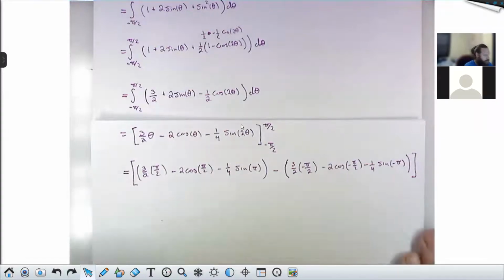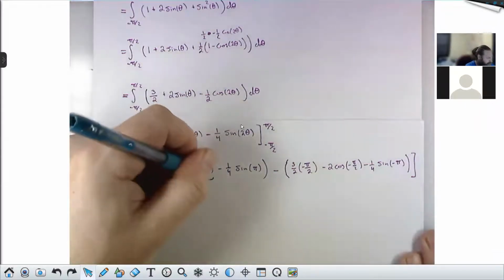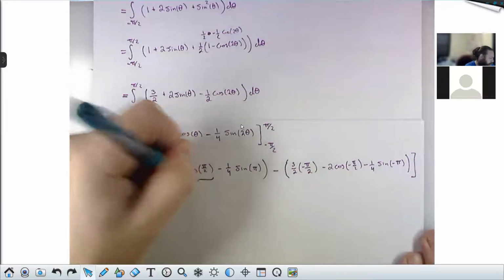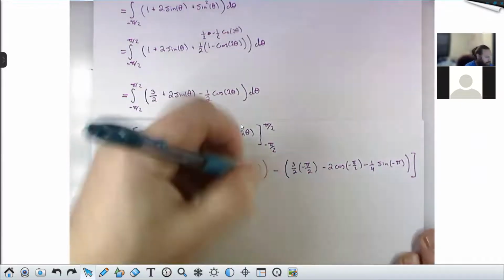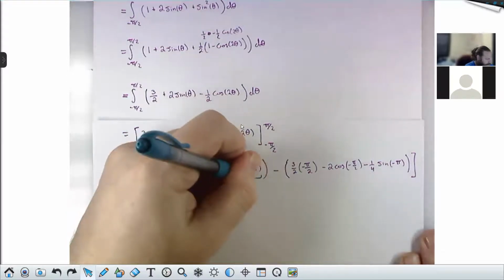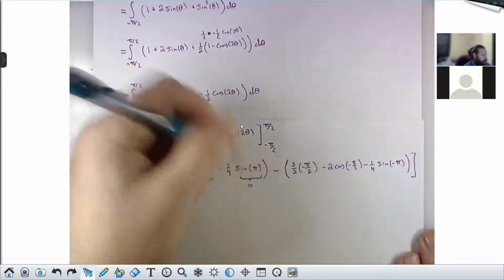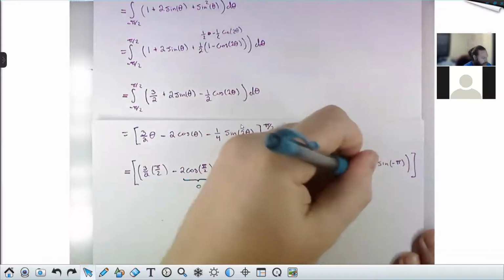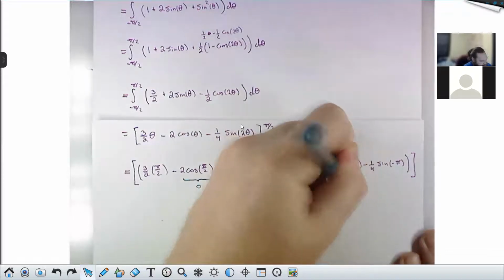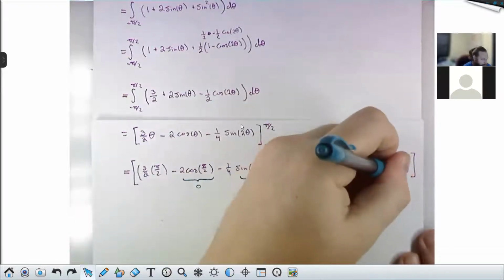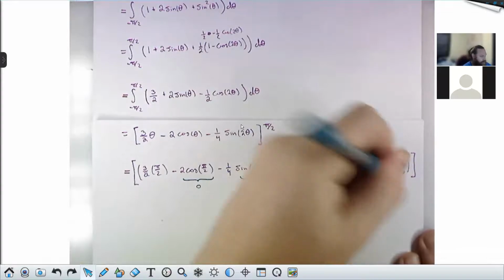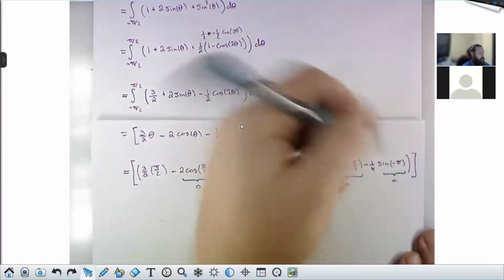The reason we could have skipped writing most of this is because this is 0. Cosine of pi over 2 is 0. This is 0. Sine of pi, definitely 0. This is 0. Cosine of negative pi over 2, cosine is an even function. Sine of negative pi, that's also 0. So the majority of the terms here are 0.